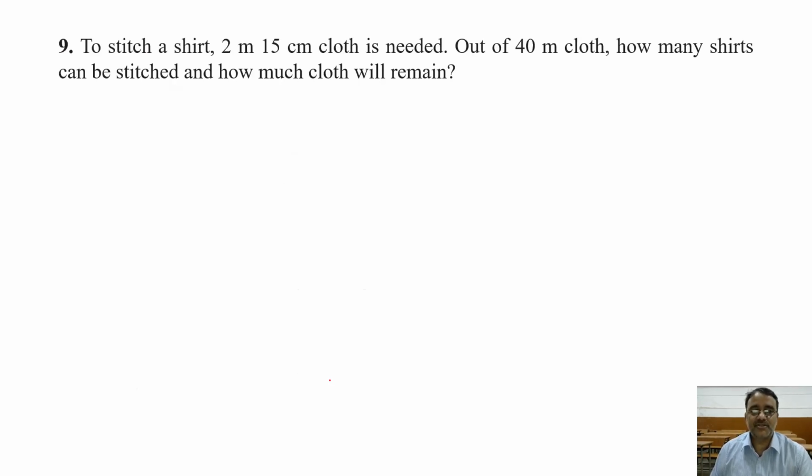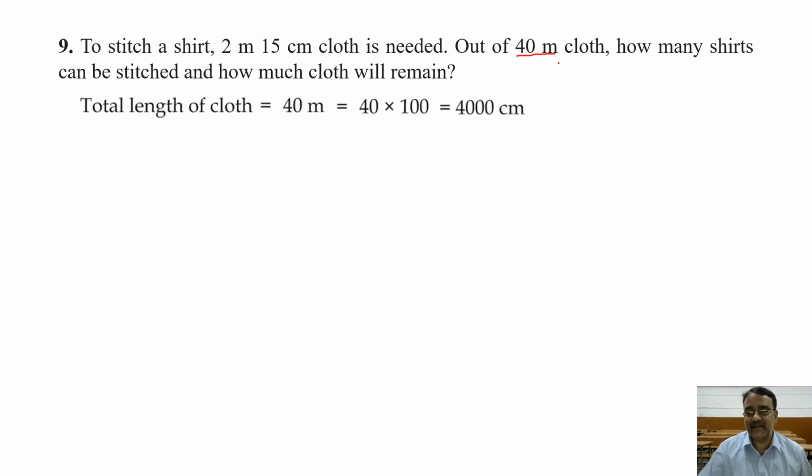Ninth question. To stitch a shirt 2 meter 15 centimeter cloth is needed. Out of 40 meter cloth, how many shirts can be stitched and how much cloth will remain? So first of all, we will convert the meter into centimeter, and we know that 1 meter is equal to 100 centimeter. So 40 meter will be 40 into 100 centimeter, that is 4000 centimeter.